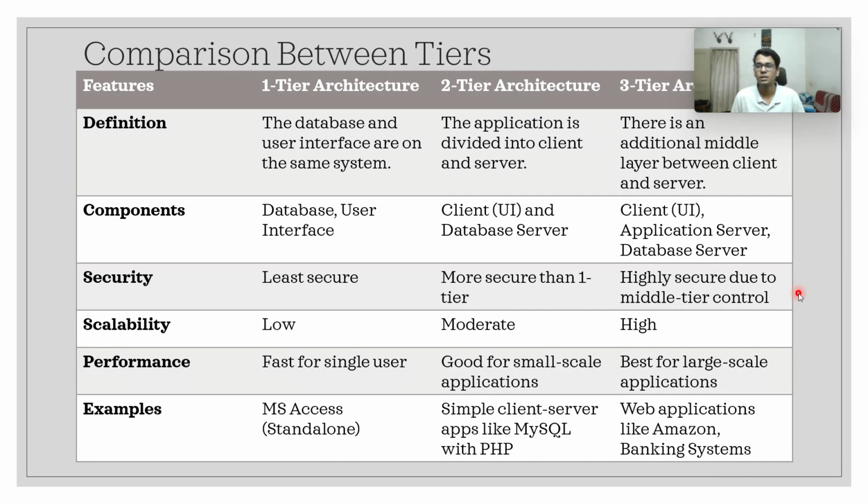MS Access is an example of the one-tier architecture, and MySQL and PHP are common examples for the two-tier architecture. While large-scale web applications like Amazon and banking systems are examples of the three-tier architecture.